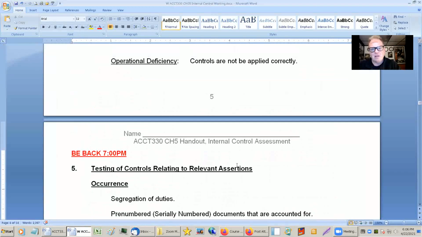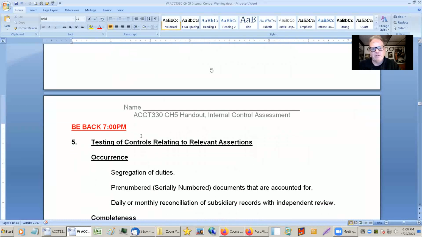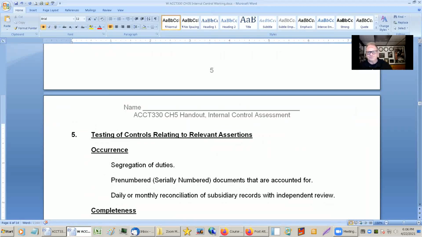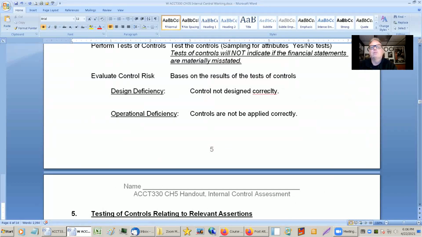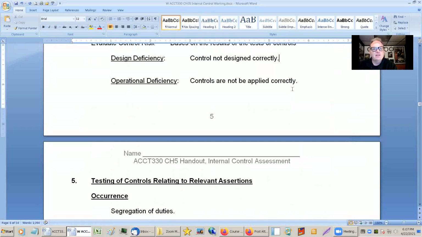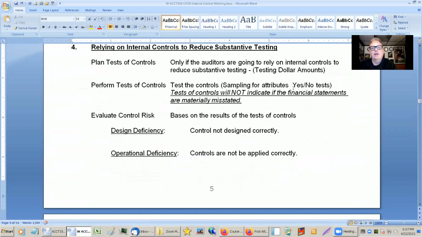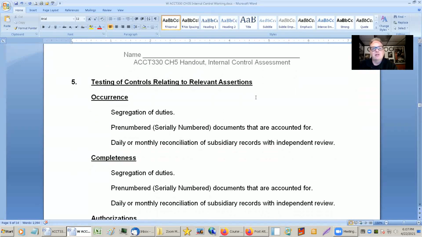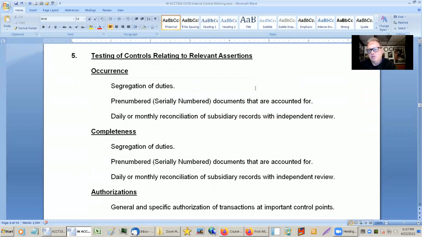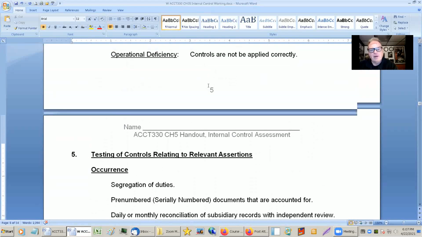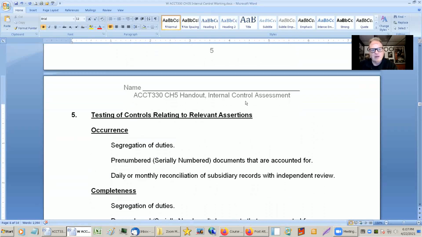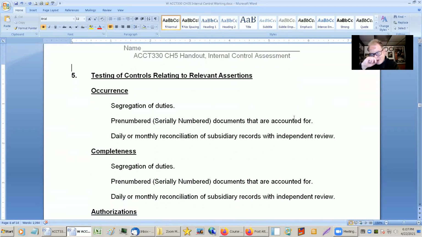And I think we're on number 5. Yeah, because it looks like it was from a while ago. I spelled correctly wrong. I think that's where we're at, right? Yeah. Okay, so testing controls relating to relevant assertions. I think that's where we're at. So this is chapter 5. Well, the page numbers might be different on yours and mine because I think I wrote a bunch of stuff in mine. So, but number 5, testing controls relating to relevant assertions.